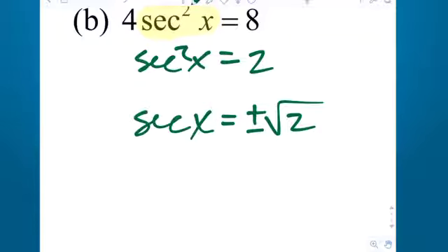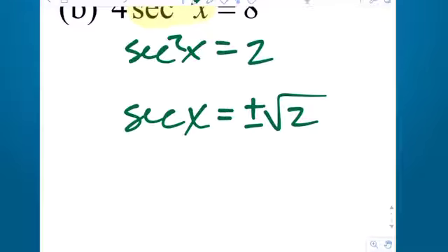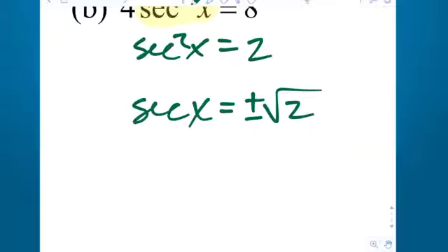Okay, so now we just need to think where secant is equal to the square root of 2. And if you don't like to solve a secant problem, or a cosecant problem, or a cotangent problem, you can always turn it into a cosine, sine, or tangent problem pretty easily. Because if the secant ratio is the square root of 2 over 1, then what would the cosine ratio be?